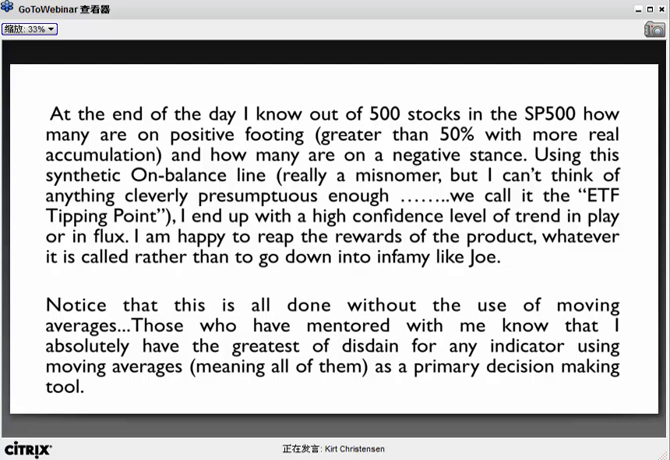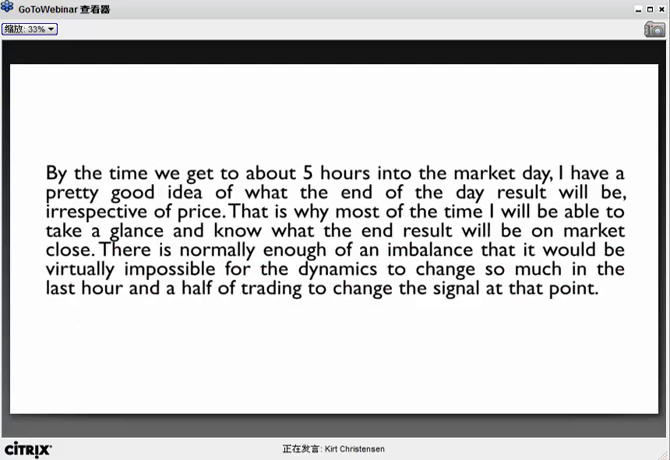Now, notice that all of this is done without the slightest use of moving averages. By the time we get to about 5 hours into the market day, I have a pretty good idea what the end of the day result is going to be, irrespective of price. That is why most of the time I'll be able to take a glance and know what the end result will be on the market close.